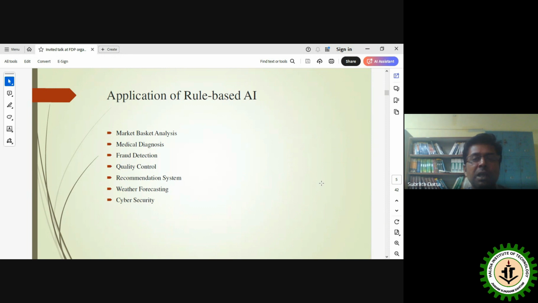Now there are so many application areas of rule-based AI. All of you know that so many applications. I have mentioned a few of them: market basket analysis, medical diagnosis, fraud detection, quality control, recommendation system, cyber security, weather forecast. So many things are also there beyond this, because it expresses the if-then relationship, and whenever some decision making problem occurs, then you can apply this if-then relationship.